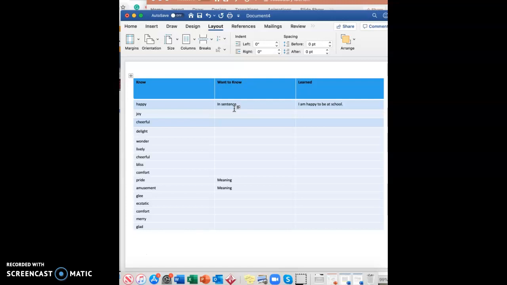They want to learn how to put it in a sentence, they're going to put down the sentence that they've learned. They want to know the meaning of pride, they're going to put down the meaning of it. And they'll learn these things through reading, finding it on the internet, and mostly through the week we'll learn how these words are used in sentences and the meanings of them through books we read and worksheets we do.